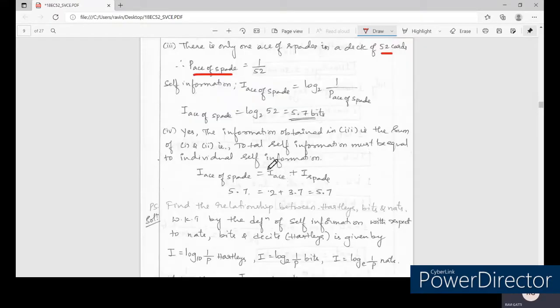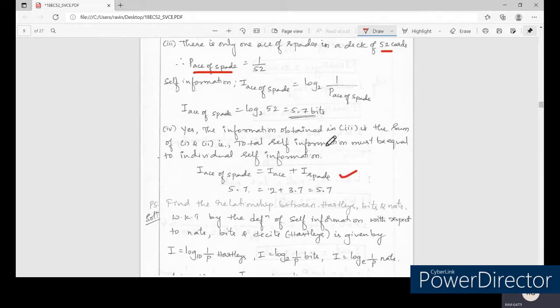The information of getting an ace is 2 bits, and of getting a spade is 3.7 bits. If I add these two, LHS is equal to RHS. So we can say that the self information obtained is the sum of the self information of the individual messages. Okay, so this is how we can solve the problem.